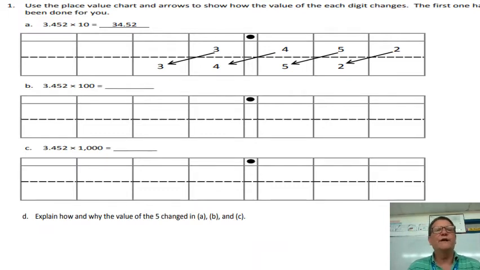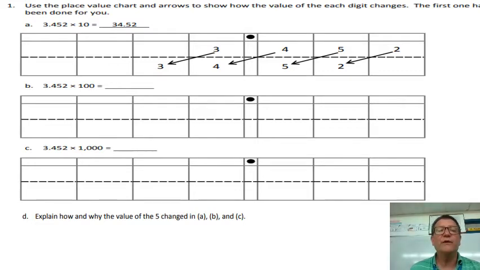Here on question 1, it says use the place value chart and arrows to show how the value of each digit changes. The first one has been done for you, and it shows they had 3 and 452 thousandths, so they multiplied it by 10. When you multiply by 10, the number is going to get larger, and each digit is going to shift one place value because each place value to the left is 10 times larger than the one on the right. So the answer they come up with was 34 and 52 hundredths, which is 10 times more than 3 and 452 thousandths.